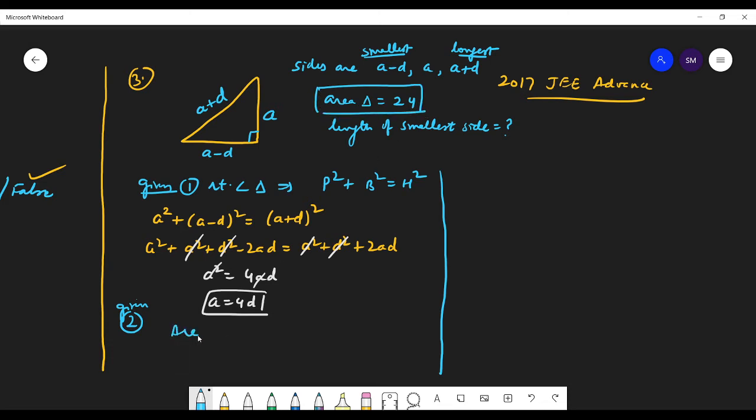So what is area? Area is equal to half into base into height. Other than the hypotenuse, you can interchange these sides, it doesn't matter. So half into the product of the two sides other than the hypotenuse, right? Base into height, so (A minus D) into A, and that's equal to 24. Agreed? Yes, sir. So this comes out to be A square minus AD is equal to 48. Yes?